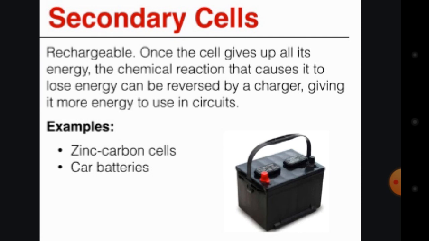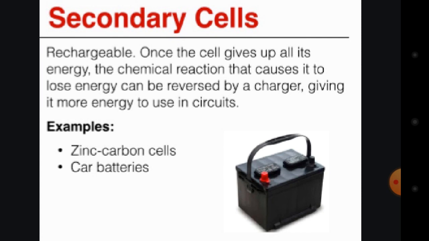The other type of cells, because we have two types, the primary and the secondary cells. If you understand the primary cell, you will easily understand the secondary cell, because the other one is non-rechargeable, so this one is rechargeable. The secondary cells are the rechargeable ones. That means that if they use up their energy, they can rise up again. Once the cell gives all its energy, the chemical reaction that caused it to lose energy can be reversed by a charger.